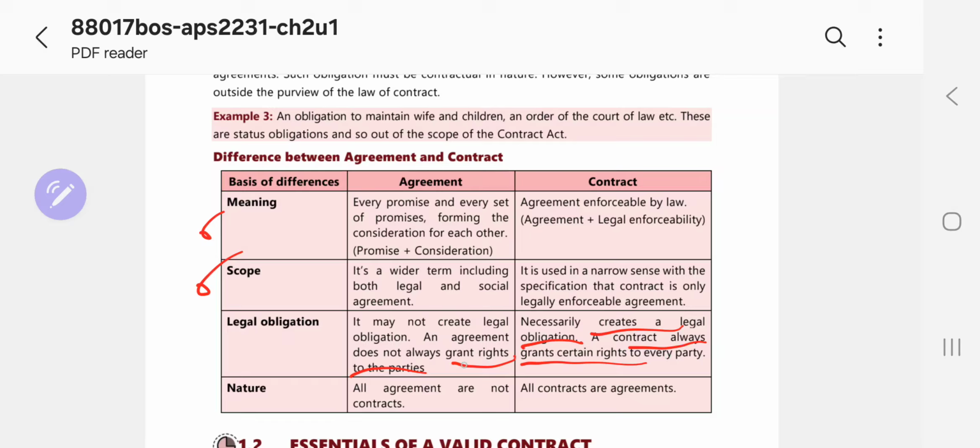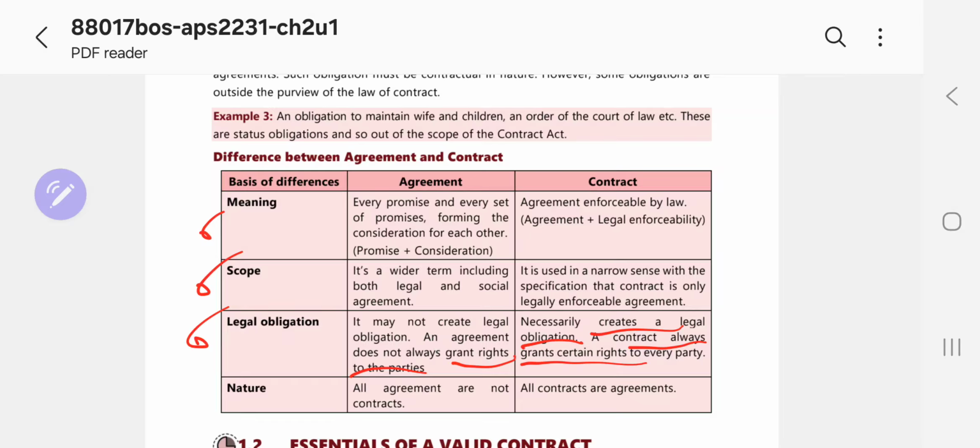So in an agreement, it does not necessarily mean the parties have to exercise their rights or obligations, and it does not create any legal claims or legal obligation on the part of the parties, because there is no legal enforceability in an agreement as yet. But in a contract, since there is legal enforceability, both the parties must exercise their rights and obligations. If one party fails to fulfill their obligation, then the other party can sue them in a court of law.